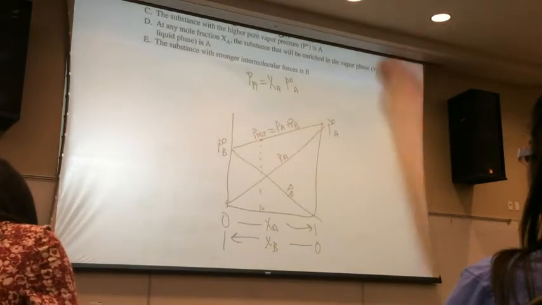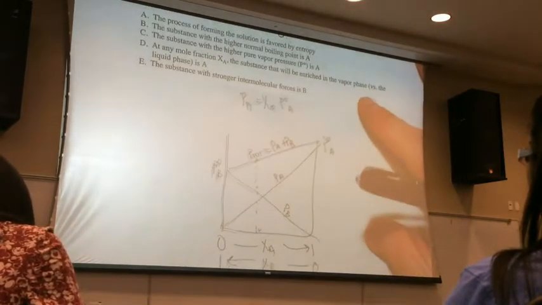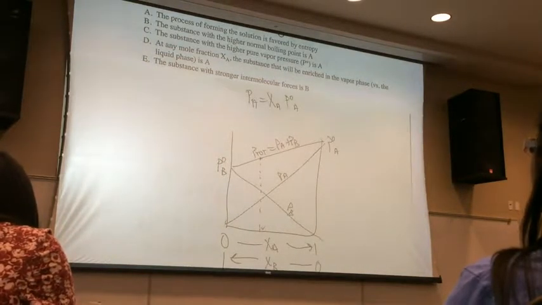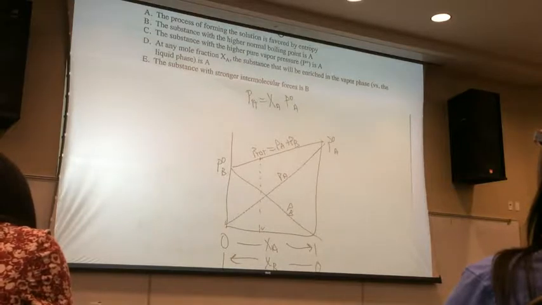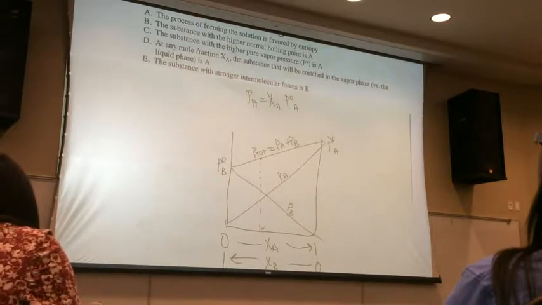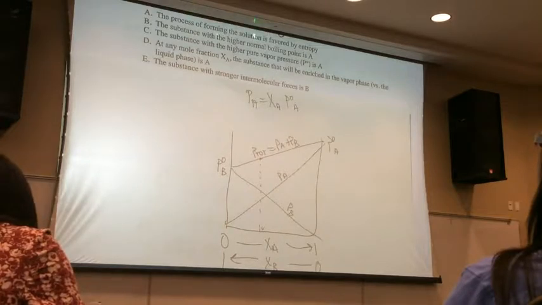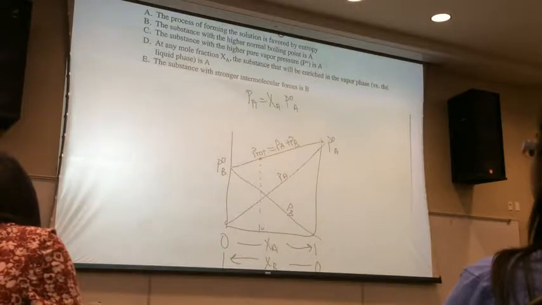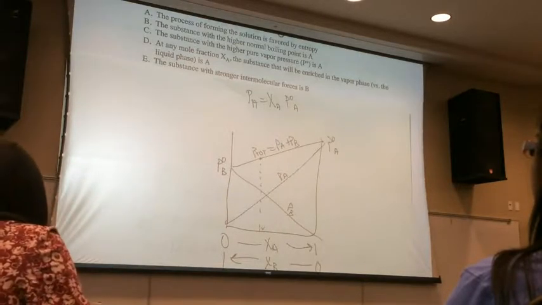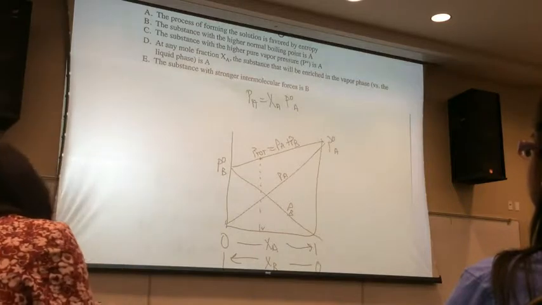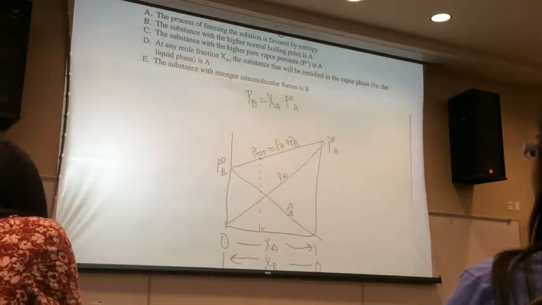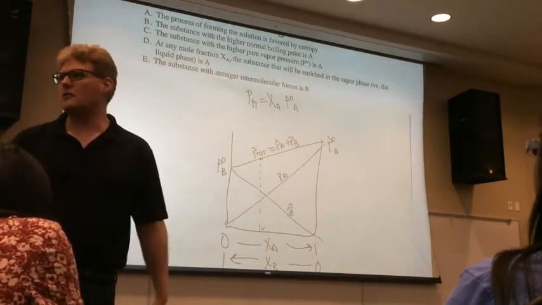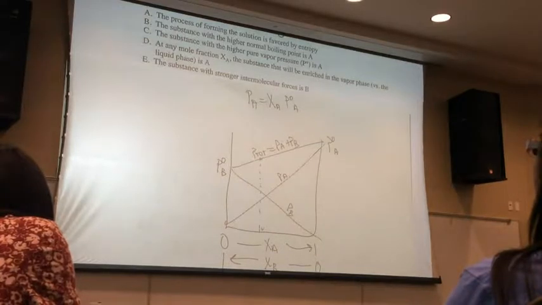Now let's look at the questions. We leave this diagram all labeled. We're looking for which of the statements below is not true, the false one. A: the process of forming the solution is favored by entropy. Is that true or false? True, right? Entropy is the drive to disorder or randomness. Every solution process is favored by entropy. So A is not the answer.